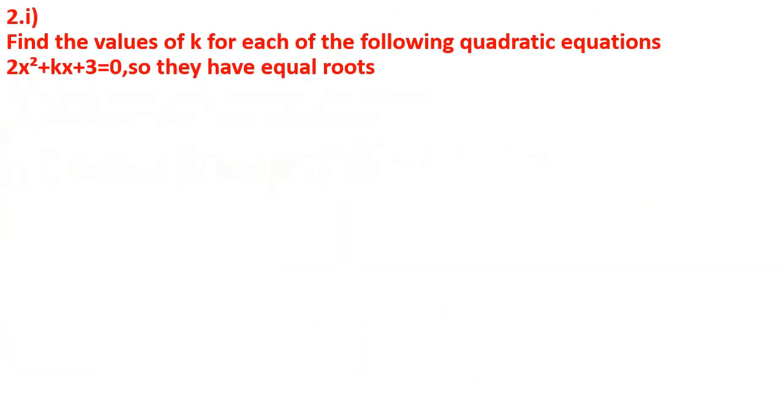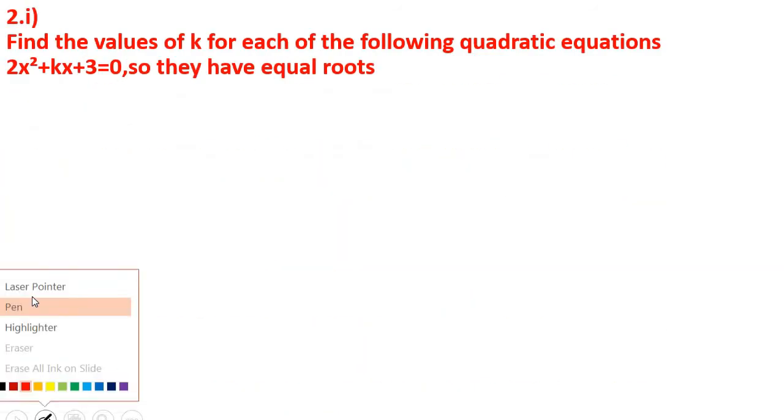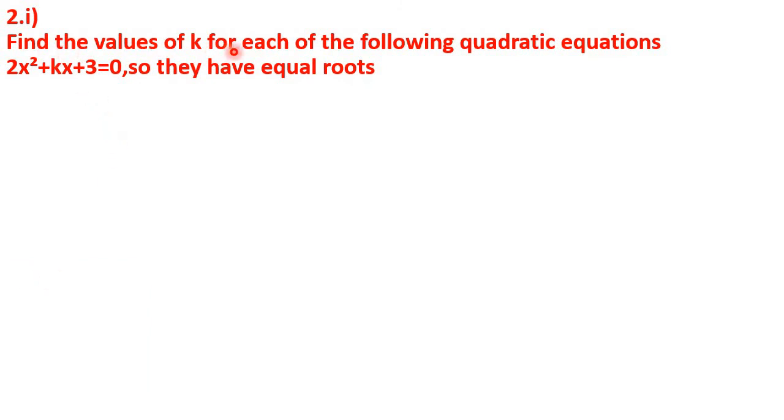Let us move to the next problem. Find the values of k for each of the following quadratic equations. 2x² + kx + 3 = 0. They have equal roots. Here it is clearly said that the roots of this quadratic equation 2x² + kx + 3 = 0 are equal. We have to find the value of k by using the condition for equal roots.